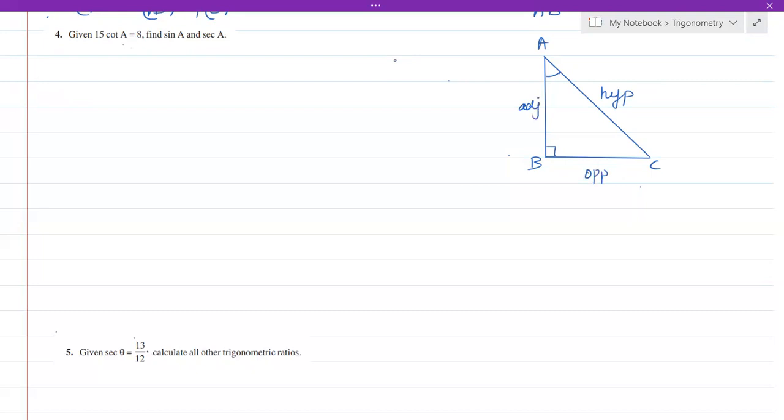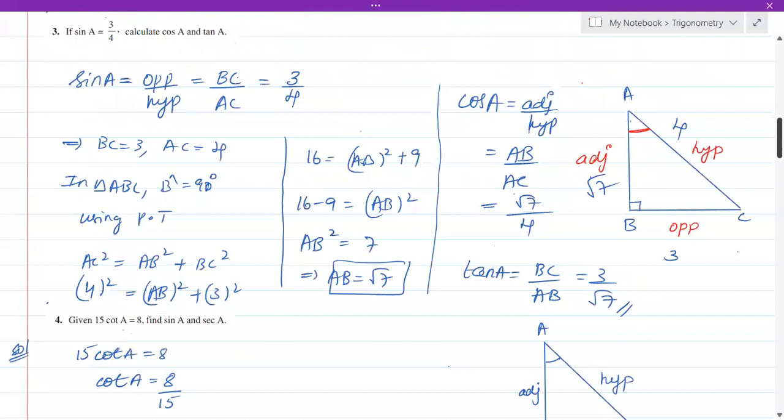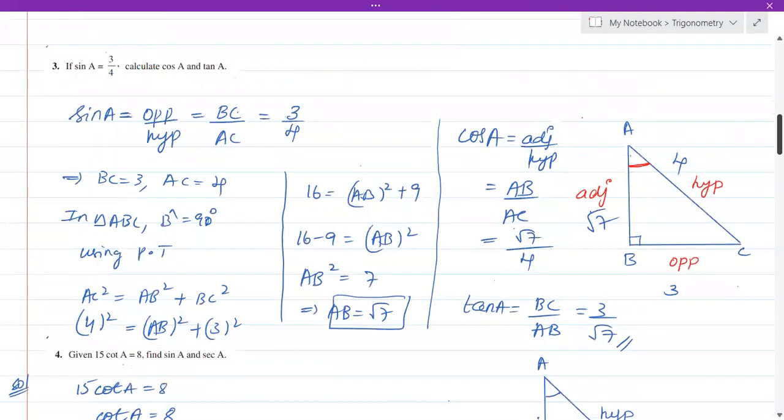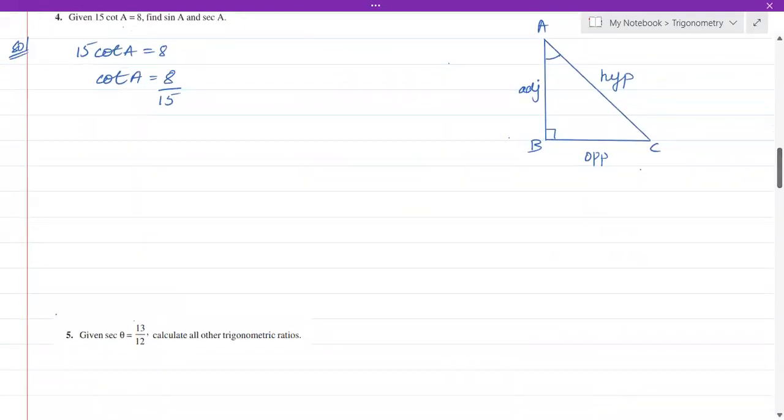Now, it is given that 15 cot A is equal to 8. We can transpose 15 to the other side. It is a multiplication, so if it goes to the other side, it will become division. Now it is like the previous problem itself, isn't it? If you remember in the previous video, we had solved this problem. Sin A is equal to 3 by 4 and we had to find cos A and tan A. Now it is like the same problem. 15 cot A is equal to 8, which means cot A is equal to 8 by 15.